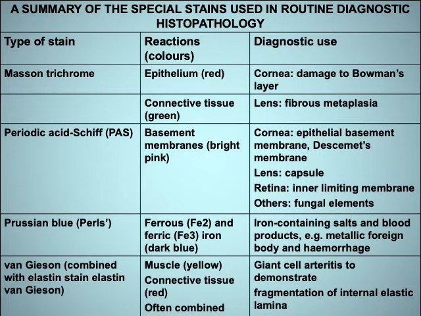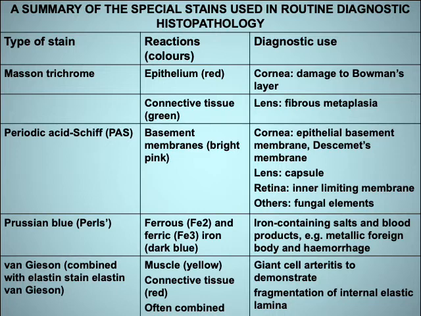Masson trichrome is used for staining of the epithelium red in cases of damage to the Bowman layer, and it stains connective tissue green in cases of fibrous metaplasia of the lens.